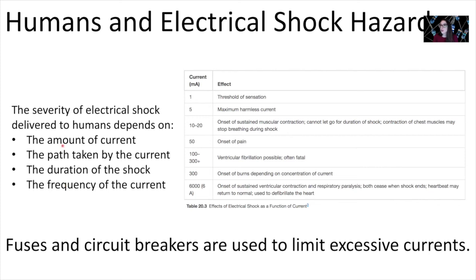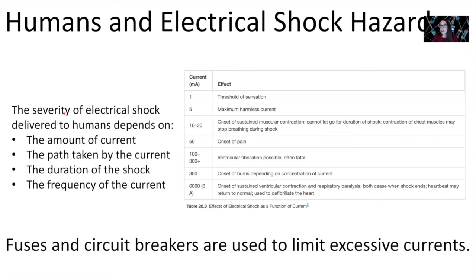It depends on the amount of current that's running through your body, and the path taken by the current, because the current wants to take the path of least resistance, which means it's going to travel through the part of your body that has the least electrical resistance, and then it's going to enter into the ground. It's going to try to pass through you and then through the Earth's ground.